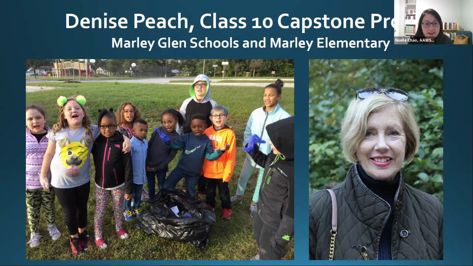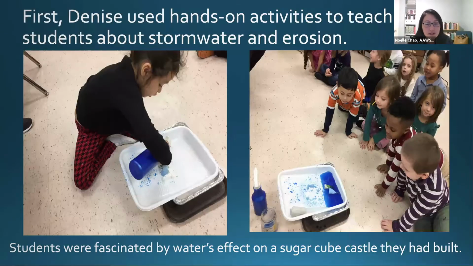So if you go to the next slide, you can see that she started out not just by telling them about what stormwater is, but giving them hands-on activities so they could dig into it. In this one, what you can see on the left picture is that the kids had built a little castle out of sugar cubes, and then they poured water and different things on it. And then they got to see it basically erode and melt. And they got to have a whole conversation about the effects of erosion.